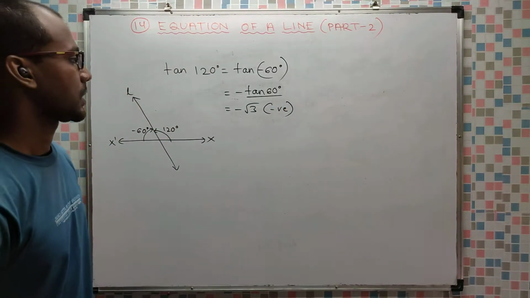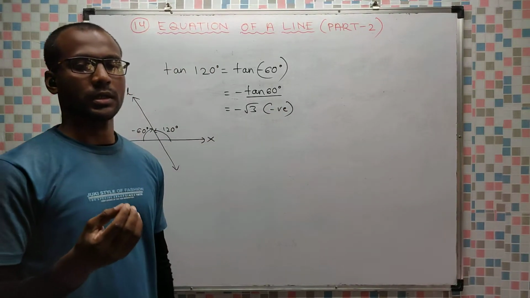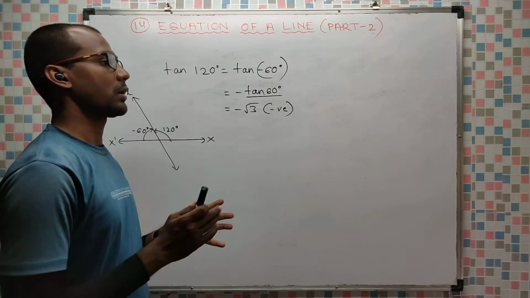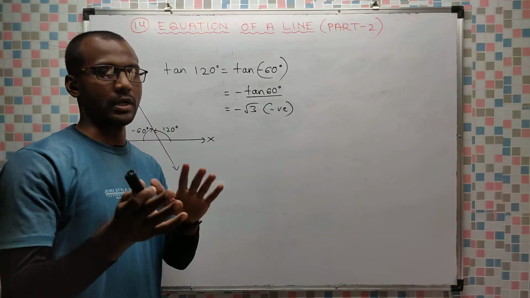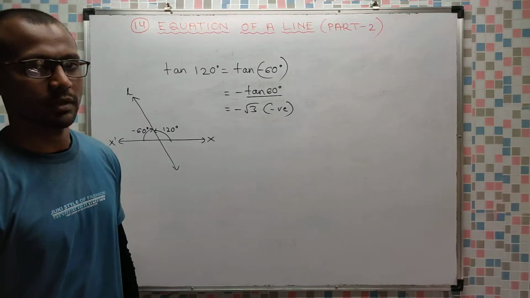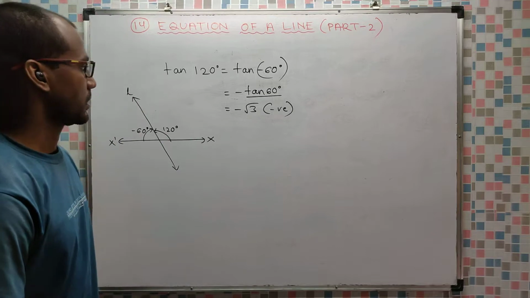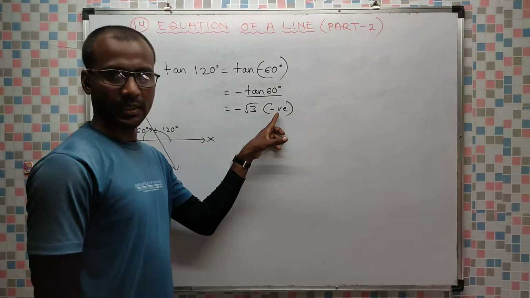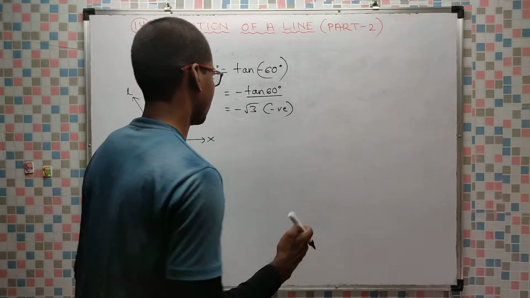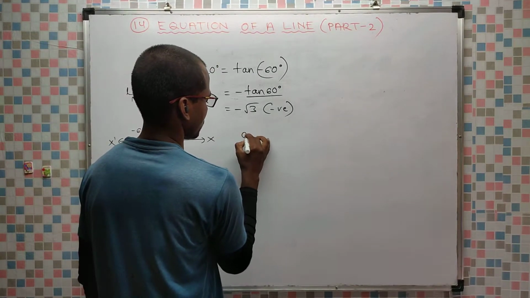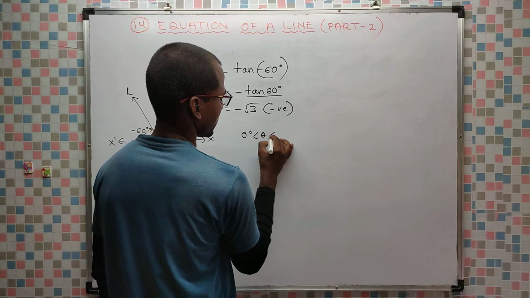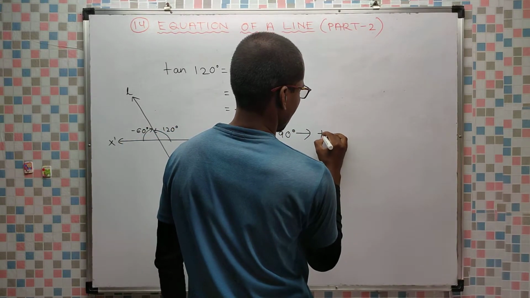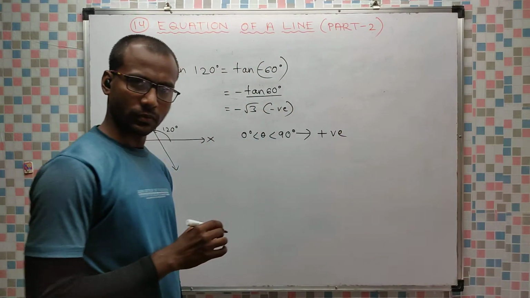In this way, we can find the tangent or the slope of any line whose angle of inclination is between 90 and 180 degree, although it is not given in the book. So you can see if theta is in between 90 and 180, slope is negative. Remember this. So 0 degree less than theta less than 90 degree, we have positive slope.